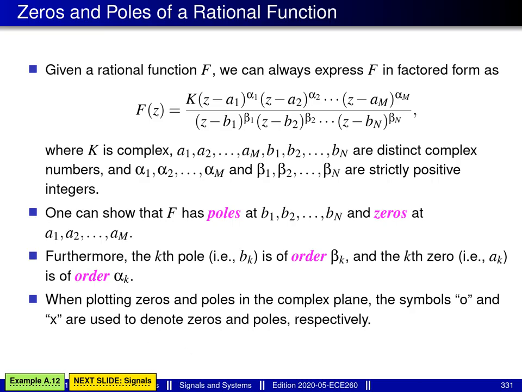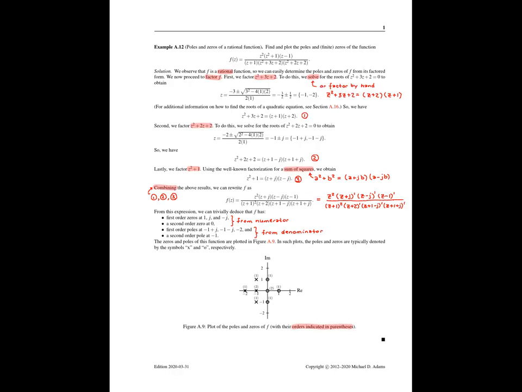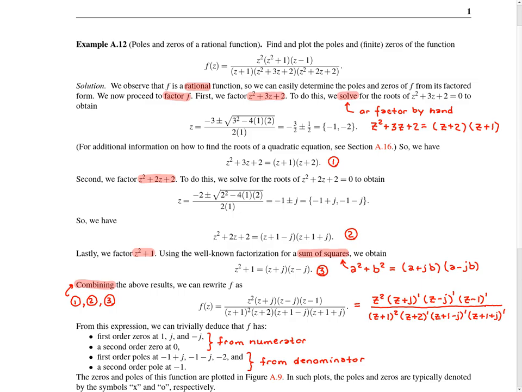At this point, I'd like to consider the example 8.12. In this example, we're given a rational function f. It's a rational function because if we multiply out the numerator and multiply out the denominator, we're going to get two polynomials. So we have a polynomial divided by a polynomial. And in this example, we're asked to find and plot the poles and zeros of the function.